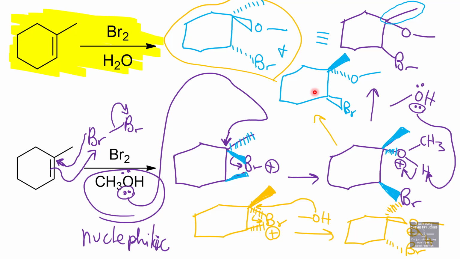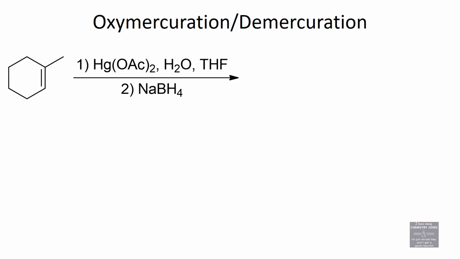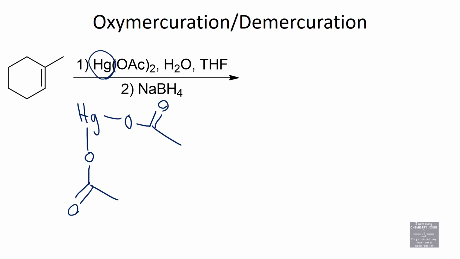That's enough with addition of halogens. It's time to do some mercury stuff. We're showing this reaction next because it behaves very similar to a bromonium ion, the halogenation reaction. Okay, so this reaction involves mercury. This is mercury acetate. That OAc, Ac, is what I've drawn here.